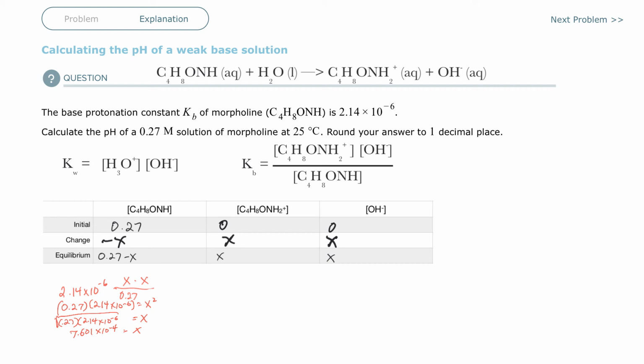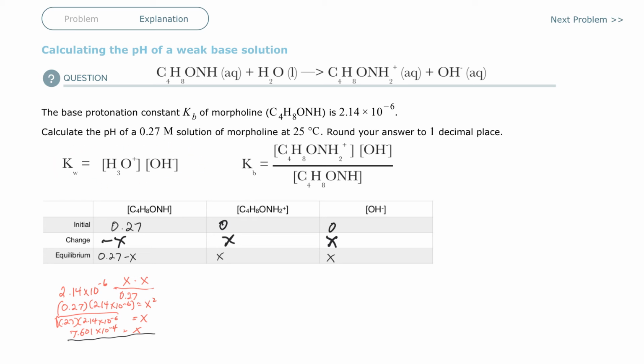So what did we find? Okay, we found that X equals 7.601 times 10 to the negative 4. Well, what is X? X is the hydroxide concentration. That's what this is. 7.601 is the hydroxide. Well, I can come back to this, put this number in.